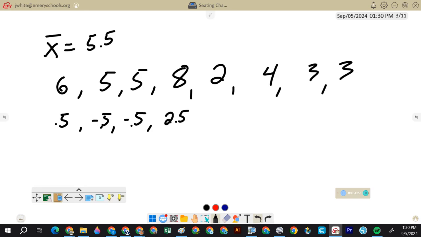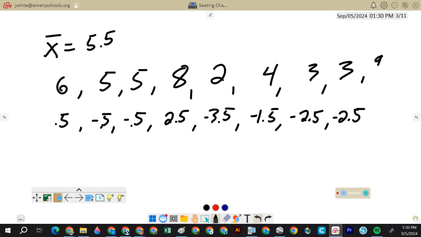And 8? Positive 2.5. And 2? Negative 3.5. And 4? Negative 1.5, negative 2.5, negative 2.5. I probably need some bigger numbers in here. So let's do a 9 and a 7. 9 is 3.5 and 7 is 1.5. Sorry. Okay, those are my differences.